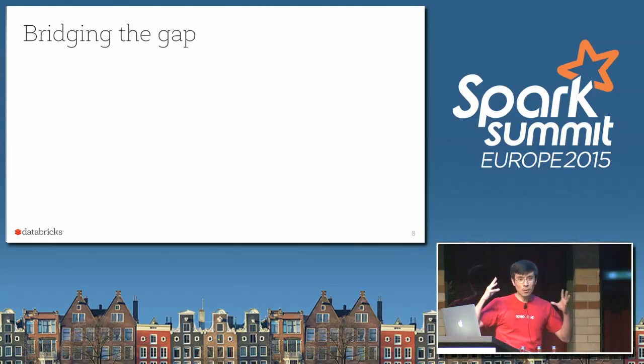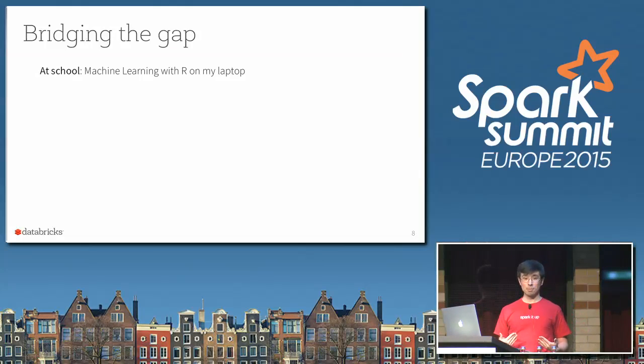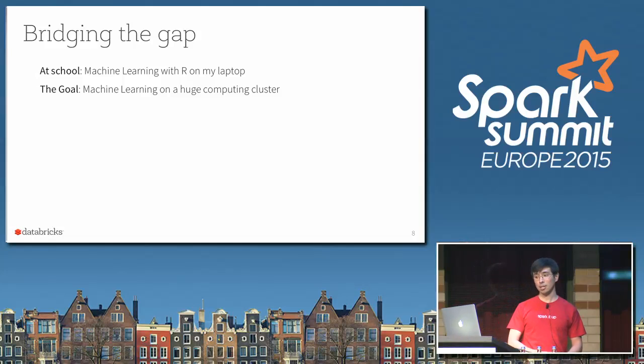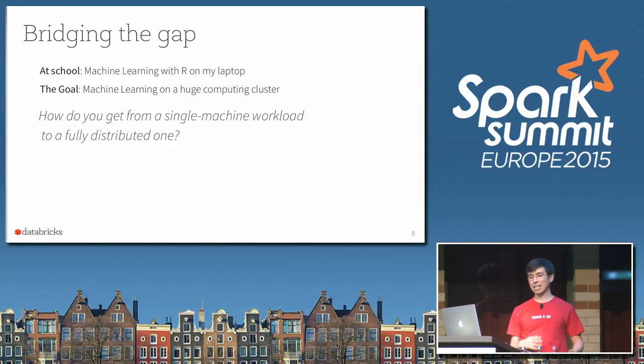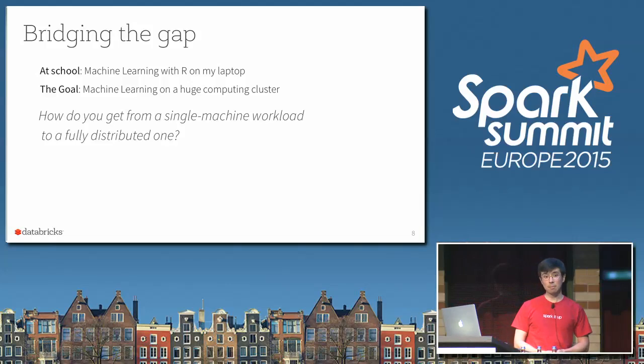But now we have this gap between the two. At school, I learned machine learning using R on my laptop. And now this goal in production and business is to do machine learning on a huge computing cluster. And of course, you don't want to make this jump in a single leap. But how do you get from the single machine workload to a fully distributed one? So I'd like to talk about this, partly to demonstrate that it is useful to do this migration, but also that it can be done in a less painful way than you might otherwise imagine.